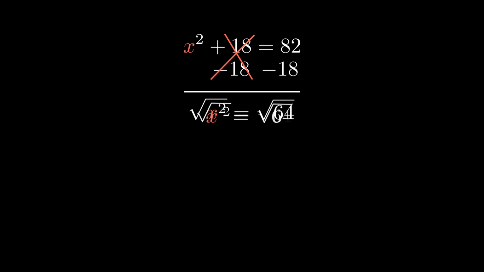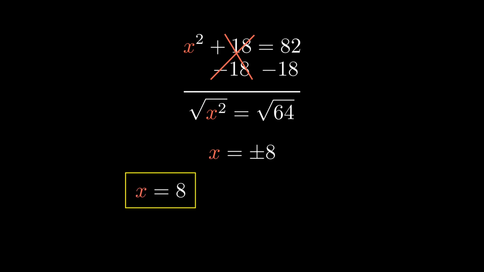If I take the square root of both sides, the root cancels with the squared, and I'm left with x equal to a positive or a negative square root of 64, which is 8. Remember, these are two solutions. x is equal to positive 8 and x is equal to negative 8. And those are the two solutions.